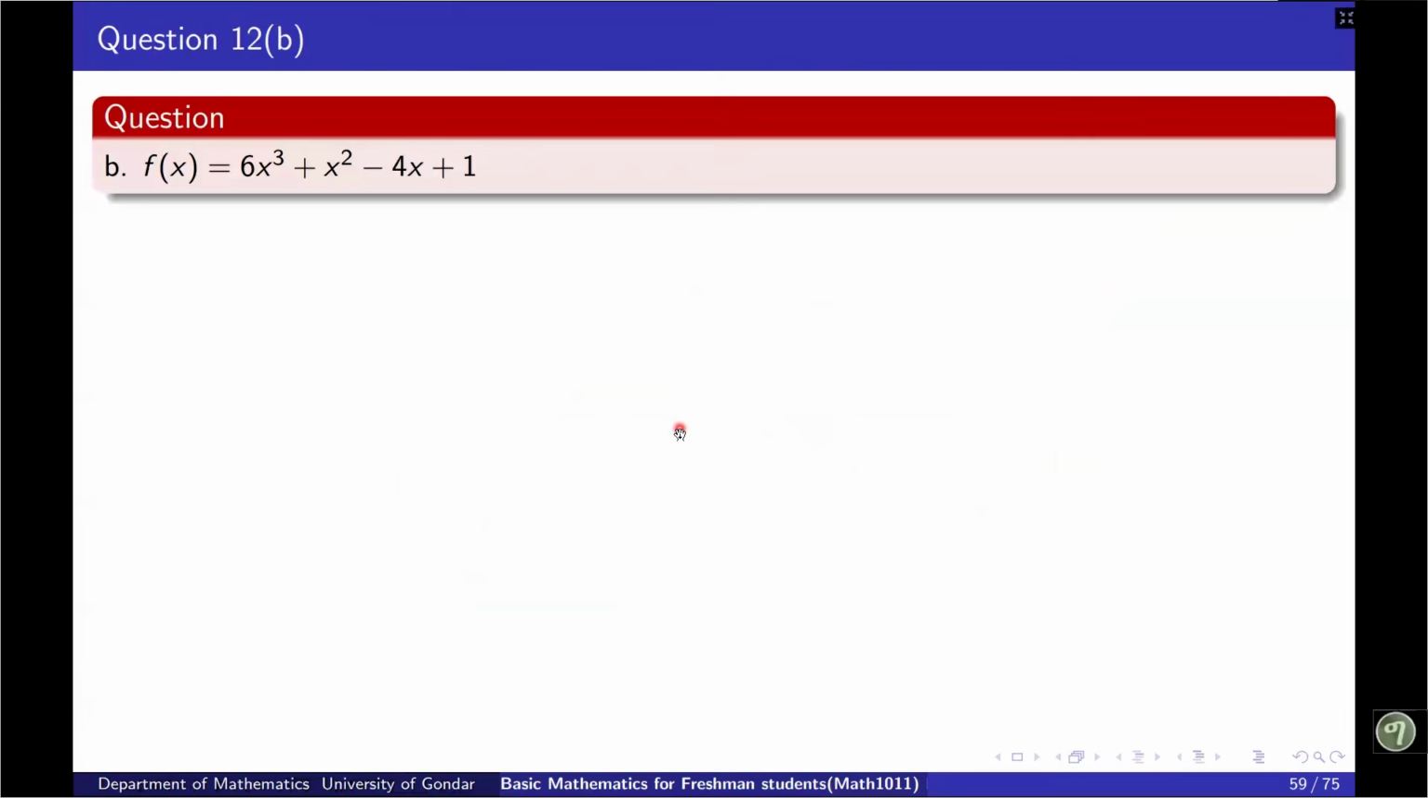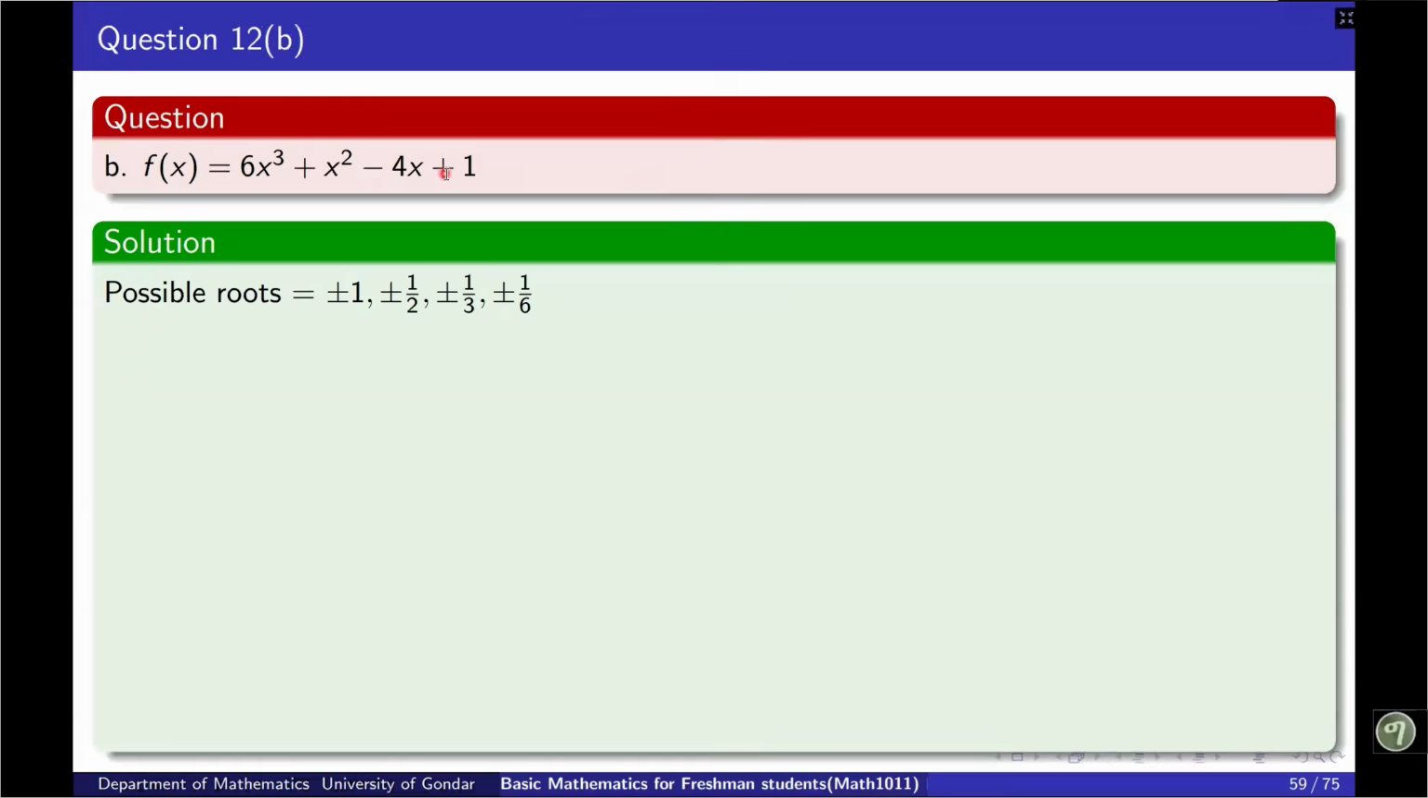Okay, the next one, question number B. f of x is again a cubic polynomial function with these terms. Therefore, the possible roots are as follows. The constant term is 1, and its possible factors are plus or minus 1. The leading coefficient is 6, so the possible factors are plus or minus 1, plus or minus 2, plus or minus 3, and plus or minus 6.